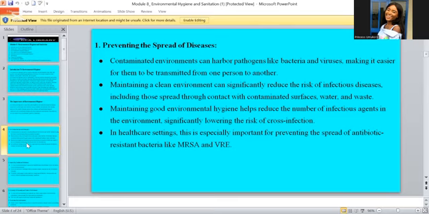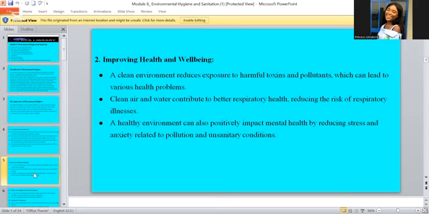Also, maintaining good environmental hygiene helps reduce the number of infectious agents in the environment, significantly lowering the risk of cross-infection. In healthcare settings, this is especially important for preventing the spread of antibiotic-resistant bacteria like MRSA, also known as Staphylococcus aureus, and VRE. It's also important for improving health and well-being because a clean environment reduces exposure to harmful toxins and pollutants, which can lead to various health problems.